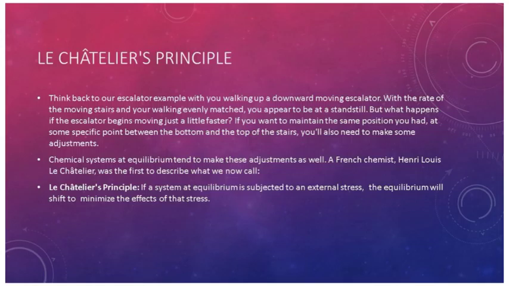Chemical systems at equilibrium tend to make these adjustments as well. A French chemist, Henri Louis Le Chatelier, was the first to describe what we now call Le Chatelier's principle. If a system at equilibrium is subjected to external stresses, the equilibrium will shift to minimize the effect of that stress.